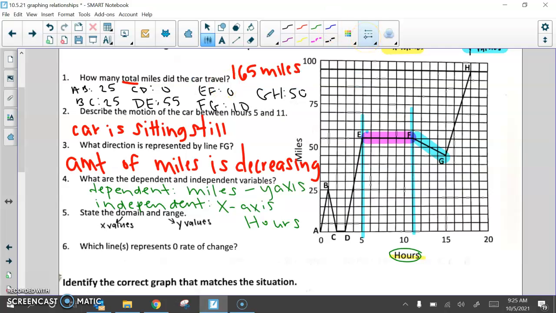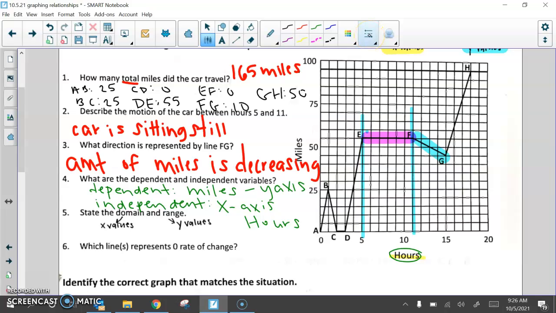Then it says state the domain and range. So yesterday we did answers that had these little curly brackets on them called braces, but today we're not going to do those because those were just numbers like points. This is a continuous graph, and it's time, so you can't have negative time.